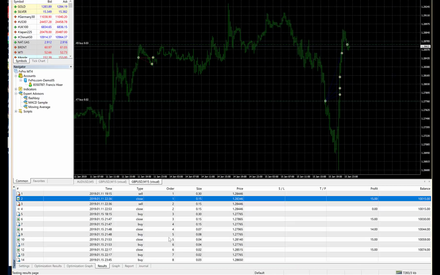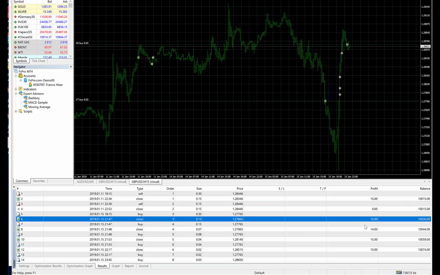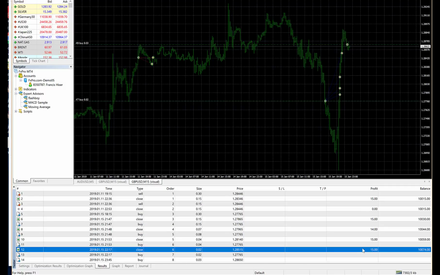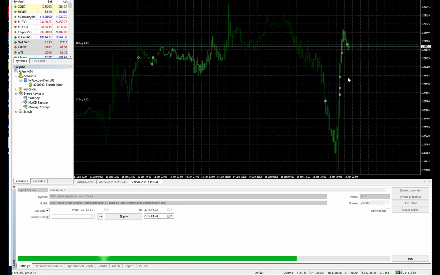Let's take a look at the results. And you can see there's a $15 win, about a $15 win. Sometimes it'll be close, but not exact. $15 win, $15 win. And that's what it looks like when it takes trades. So have fun with the robot.